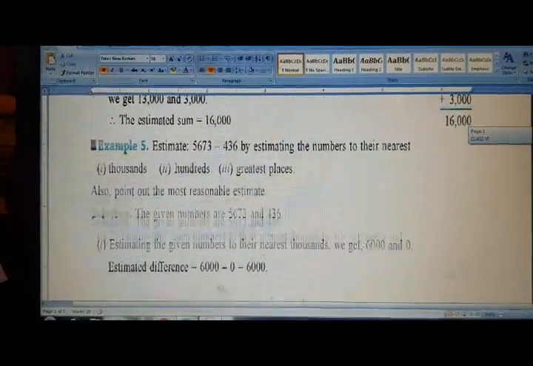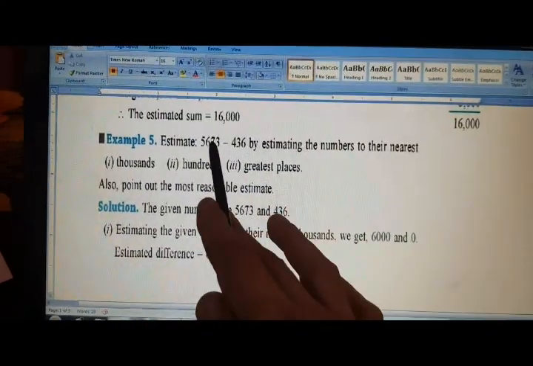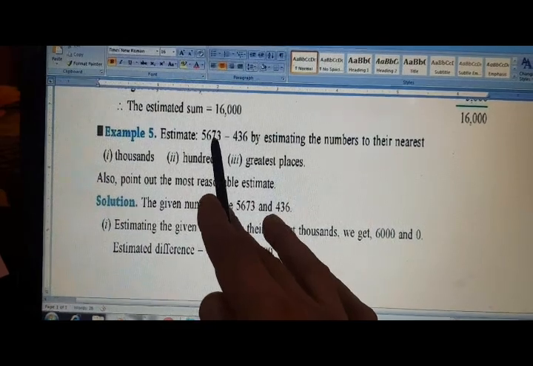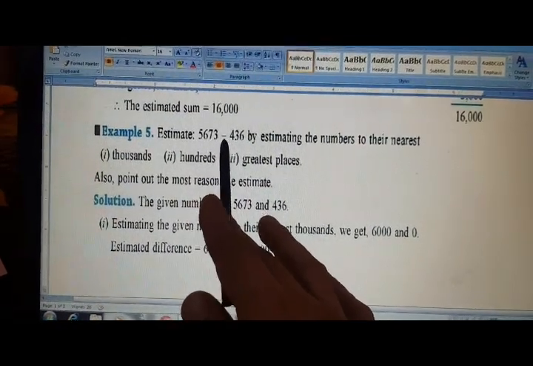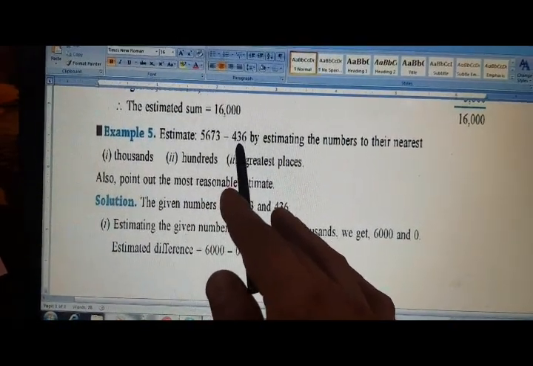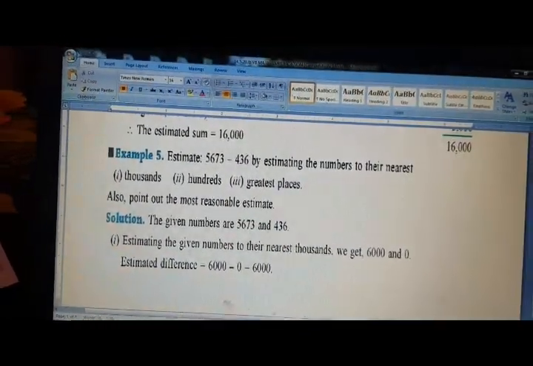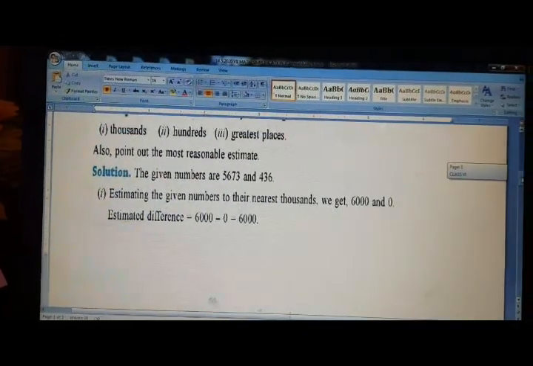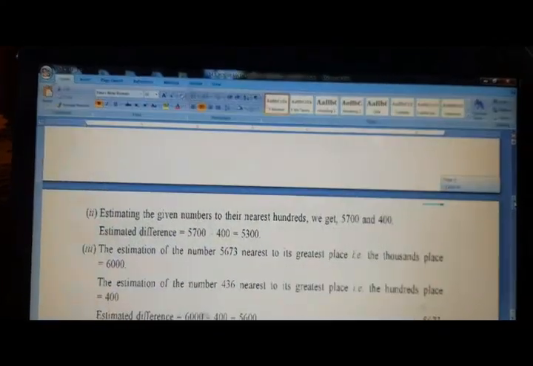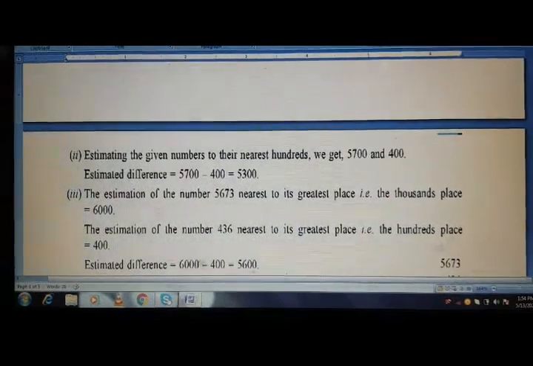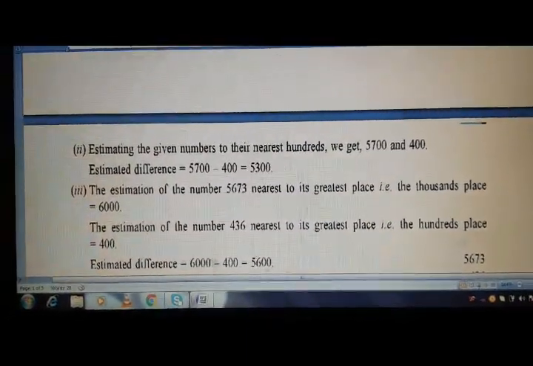Now nearest hundreds we will check, that means we have to see from tens. Tens means 7 is greater than 5, this will become 5,700, and the tens here is 3, smaller than 5, so these two become 0 and this will become 4 only. So 5,700 minus 400 will give you 5,300. That will be your estimated difference.